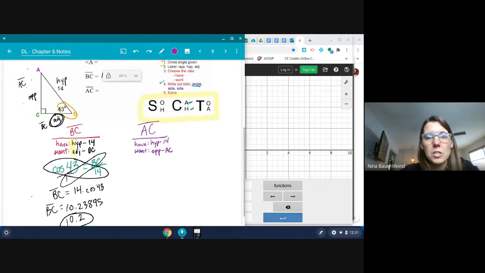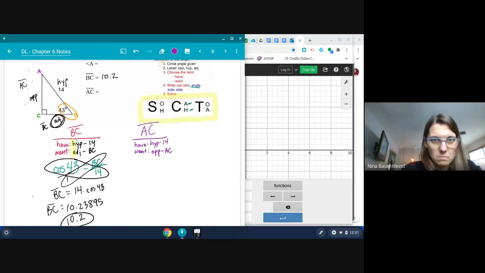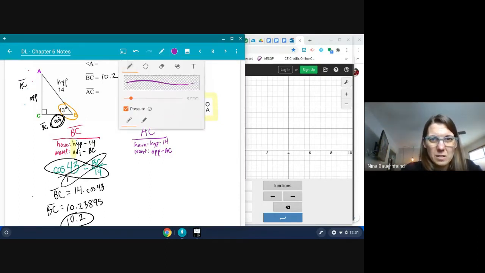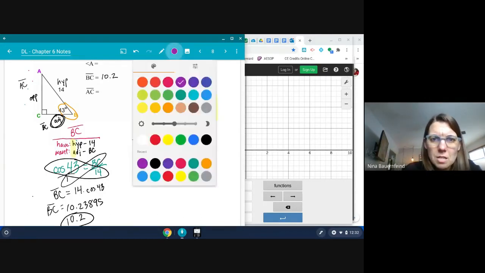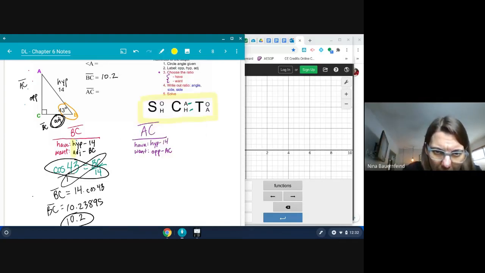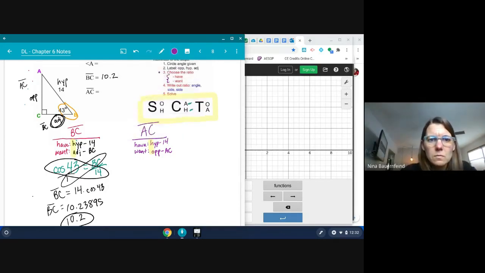So the next question is to choose the ratio based on what we have and want. Which one of these also uses H and O? S. Got it. So this time we're going to go sine of 43. It's always the angle equals side over side. So with this one, O goes on top and H goes on bottom.